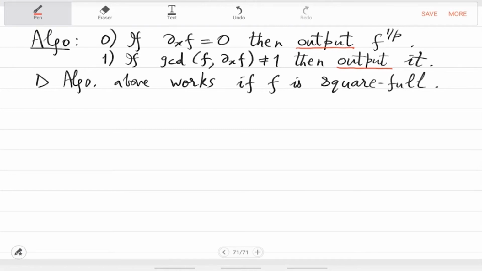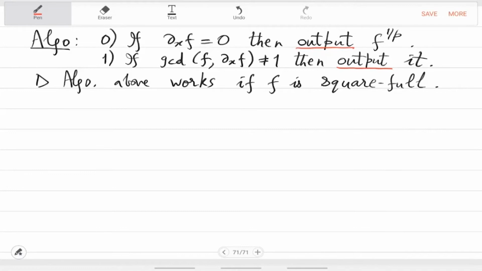Okay, if f is square free, then both these steps will fail. Is that clear? So that is the computational content of whatever we discussed till now. In the first step, we need to carry out the GCD again, right? If f to the power 1 by p and GCD of f, we have to find it out again too.